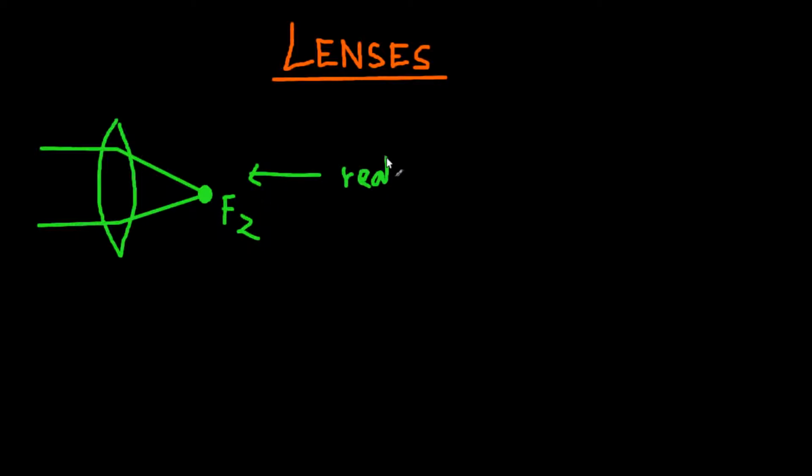When the two rays actually meet, they come in contact with each other, whether it's converging or diverging, we call it a real image, then they form a real image.